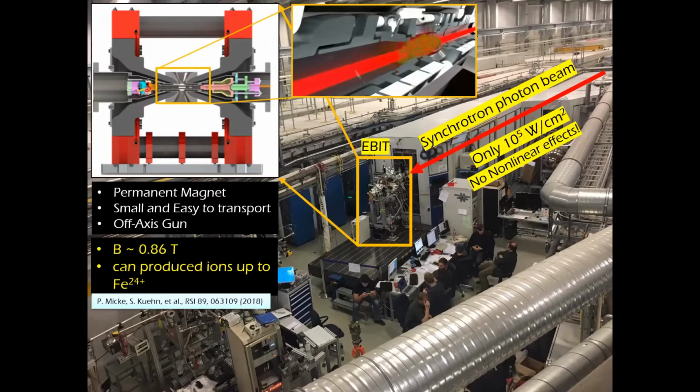reasons to use such an EBIT is that it has an off-axis gun, which means that the photon beam can simply pass through the EBIT. This is what is shown here in the photoexcitation band. So our EBIT can simply sit as a parasite in the beamline and continuously make measurements. Here the synchrotron photon beam is very weak, only 10 to the 5 watts per square centimeter, and the pulse durations are less than nanoseconds, so we do not expect any nonlinear effect.